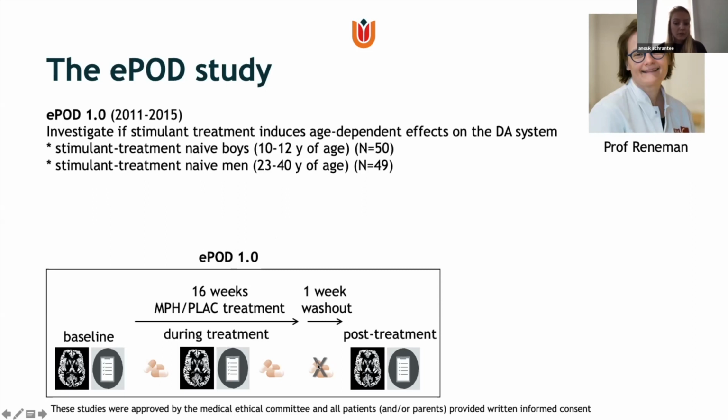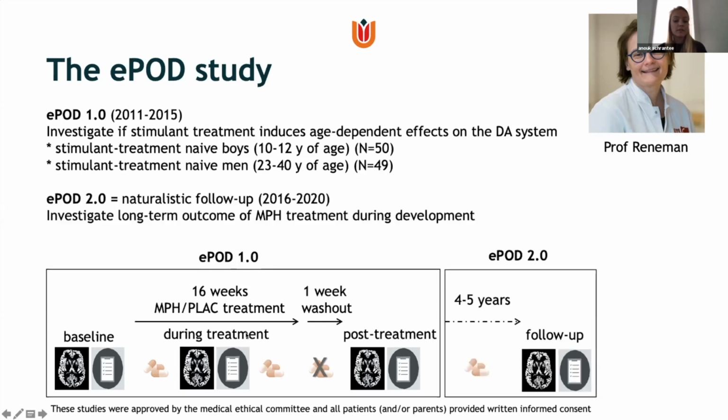And this washout period is important because it allowed us to assess whether these effects persist for longer than just the acute effects of medication. After this RCT, we set up a naturalistic follow-up approximately 4 to 5 years later, in which we investigate more long-term outcome of these patients and its association also again with medication use. Participants again underwent an MR scan, neuropsychological assessments, and questionnaires.